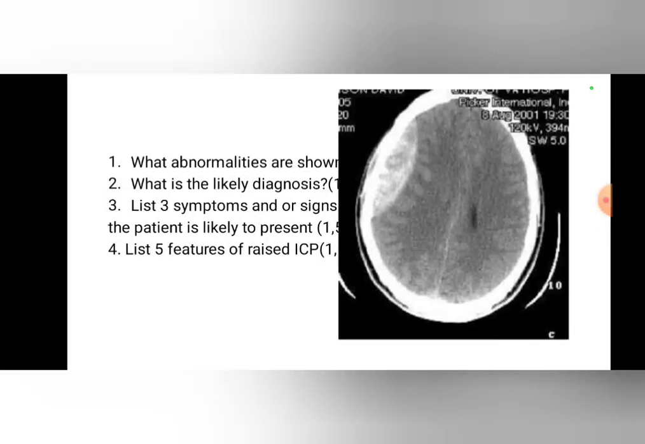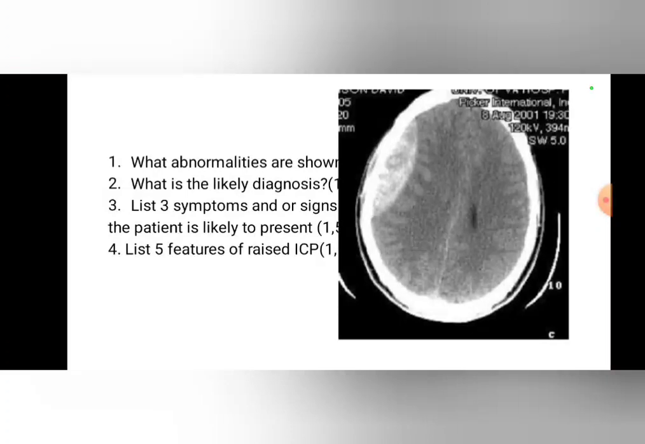Is it clear? It's a period of consciousness within loss of consciousness, or the period of wakefulness within the loss of consciousness. That is the lucent interval. That is a particular symptom that the patient is going to have. So now they say list 3 symptoms or signs. So you are going to have a lucent interval in this patient.